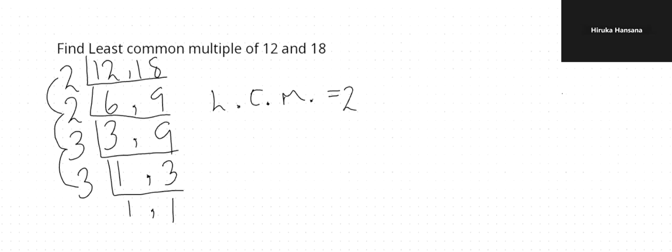2 into 2 into 3 into 3. So 2 into 2 is 4. 4 into 3 is 12. 12 into 3 is 36. So that's how to find the least common multiple of 12 and 18. Even for any other number, you have to follow this method.